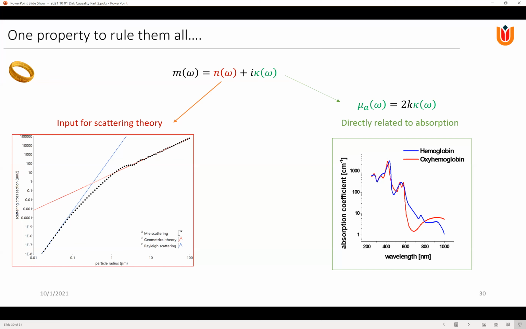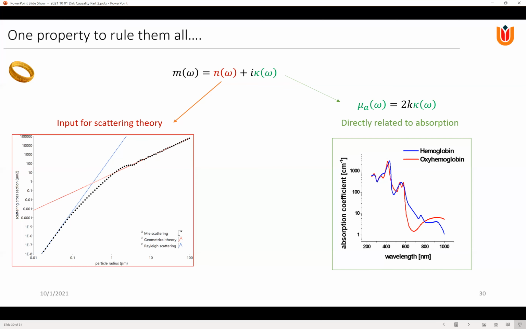And causality shows us that these two are related. So if you know one, within limits, within ranges, within measurement capabilities, you can calculate the other one. That is the rationale for the really bad joke that I started out with. The refractive index really is the one property that rules them all. If you know the complex refractive index, you can in principle calculate the absorption and so on, and then you know how the light interaction will unfold.